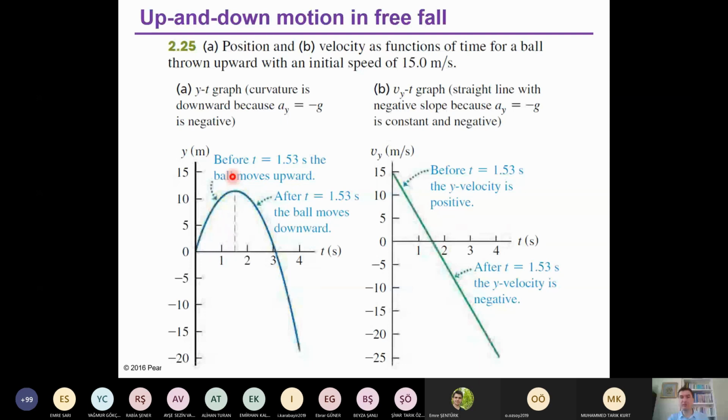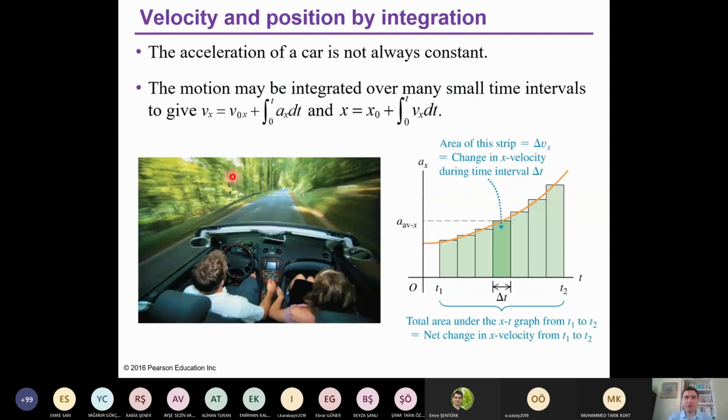Now let me finish with the velocity and position by integration. Don't be afraid of the term integration. If you know very basic integral calculus, you can easily understand what I will discuss here. Now we will discuss the velocity and position by integration. So we will have non-constant velocity, and also we will have non-constant acceleration, like the acceleration of the car here.